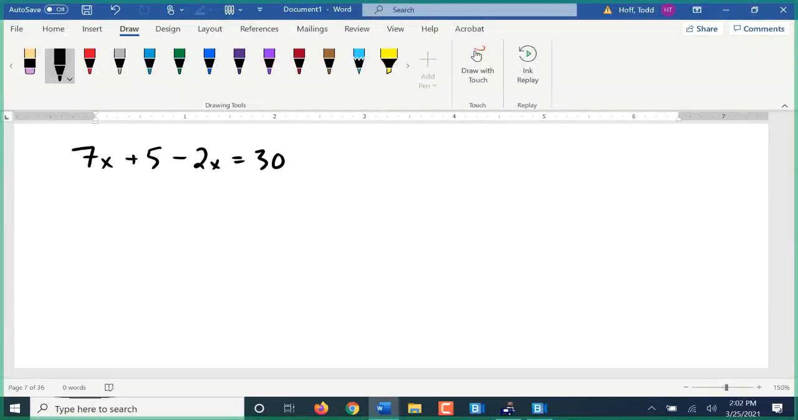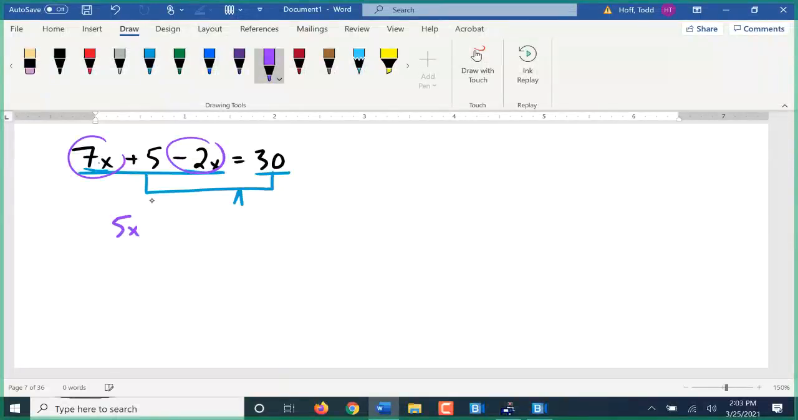7x + 5 - 2x = 30. And we see here that the variable appears twice. But if we think of this equation as that balanced scale, both the 7x and the negative 2x are on the same side of the scale. So we could just combine them. 7x, and remember the sign goes with the number after it. So 7x and negative 2x make 5x. We still have the plus 5 there, and it equals 30.